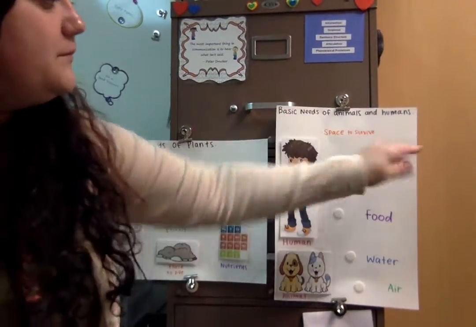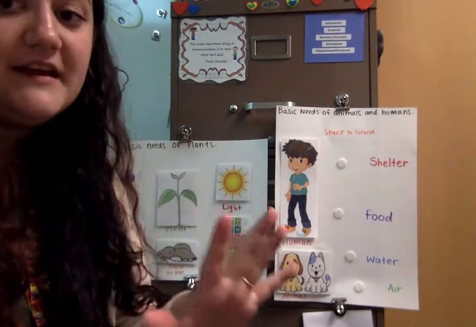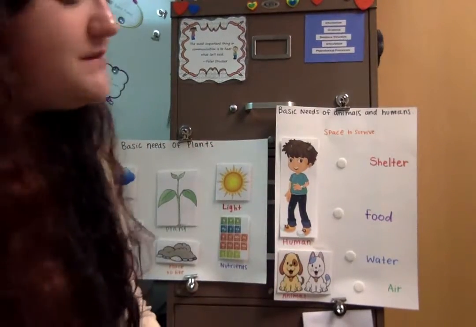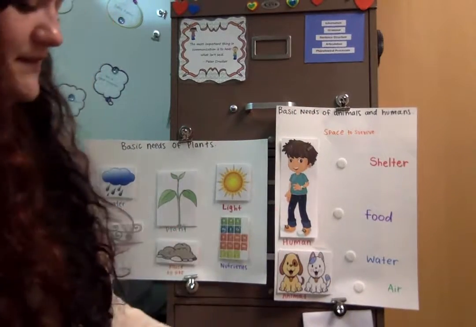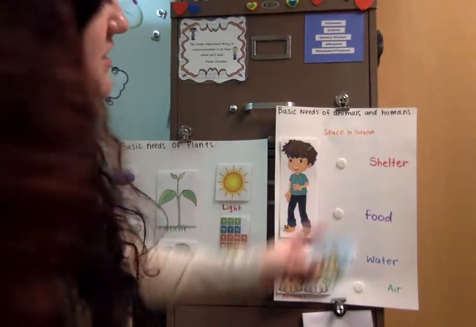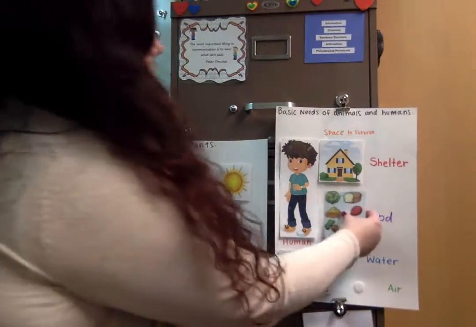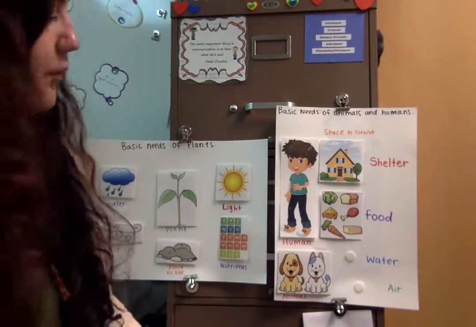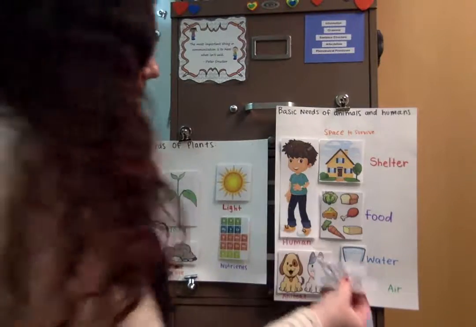And for animals and humans, they also have 5 basic needs. The first one being a space to survive. The second, they need a shelter, a place to live in. A third is food. Fourth is water. And the fifth is air.